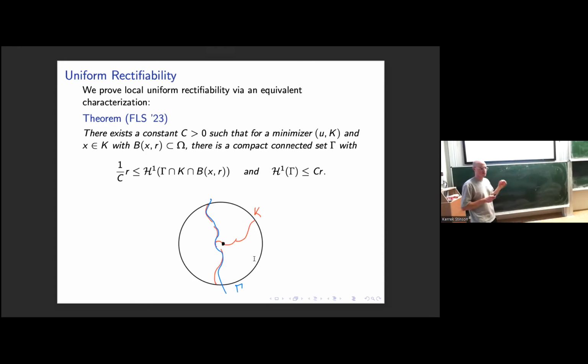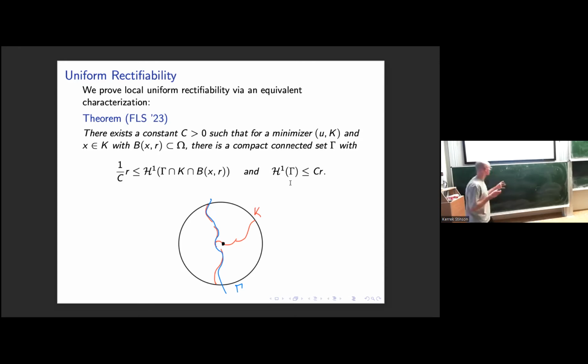The way we do this is we use an equivalent characterization, which maybe brings out the reason why I think of this as a form of connectedness. What we show is that if you have a minimizer, and you take some point X within the crack and some ball centered at that point, you can find a compact and connected set gamma. Importantly, it's connected. Gamma has a large intersection with the crack relative to the diameter of the ball, and the length of gamma is controlled by the diameter of the ball.